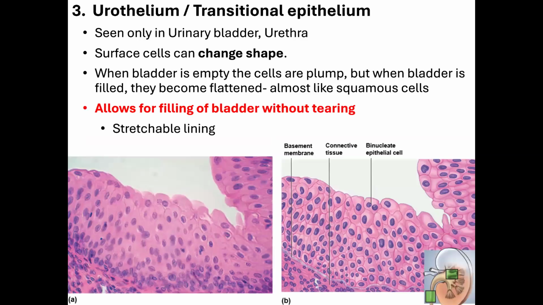And then there's a transitional epithelium. Transitional epithelium is seen only in the urinary bladder, urethra. That's where, when urine accumulates in the urinary bladder, the bladder enlarges. And what happens is that these cells are normally rounded. So when the bladder enlarges, they change their shape. They become flat. So they have this peculiar capacity for changing shape.